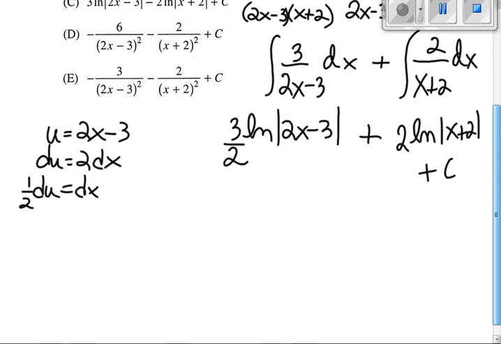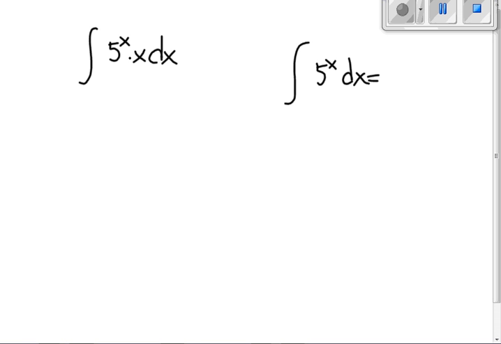Okay. The question was, how do you do the last problem on yesterday's worksheet? What is that? It's the integral of what? It's 5 to the x, with an x here. If I didn't have the x, life would be good. Because what is the integral of 5 to the x dx? It's 5 to the x. The derivative is times the natural log of 5, so the antiderivative is divided by the natural log of 5.